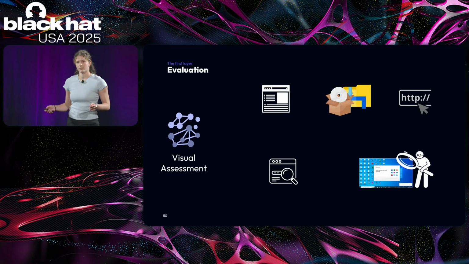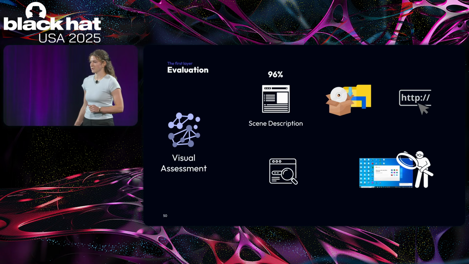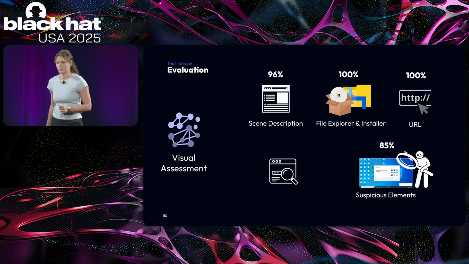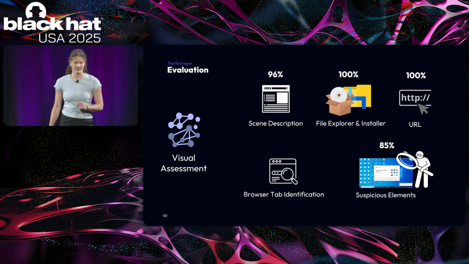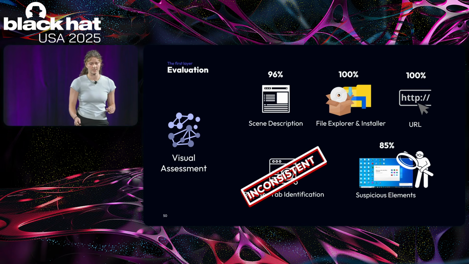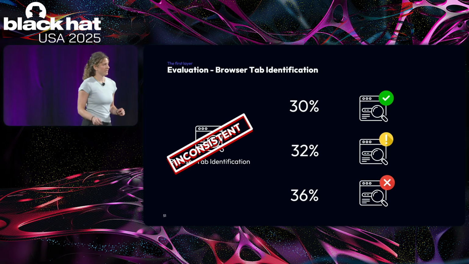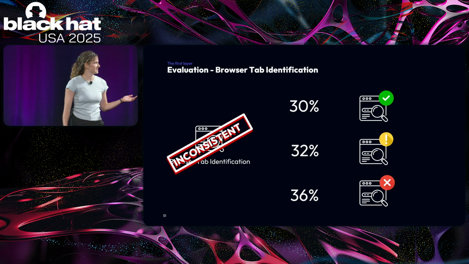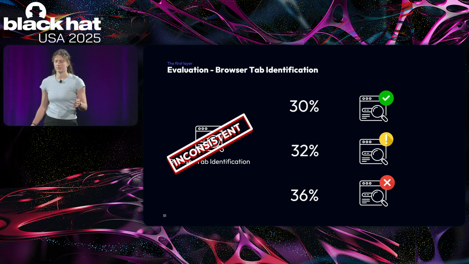We assessed the first layer on 1,000 screenshots, and the results were pretty good. For scene description, 96% of those screenshots were greatly described. We had 100% accuracy for File Explorer, as well as for links, and the suspicious elements were greatly identified in 95% of the cases. However, browsing tab identification was very inconsistent. What I mean is, it only identified everything correctly in 30% of the screenshots. In 32 of them, we were missing information, and in 36 of them, it was plainly wrong.